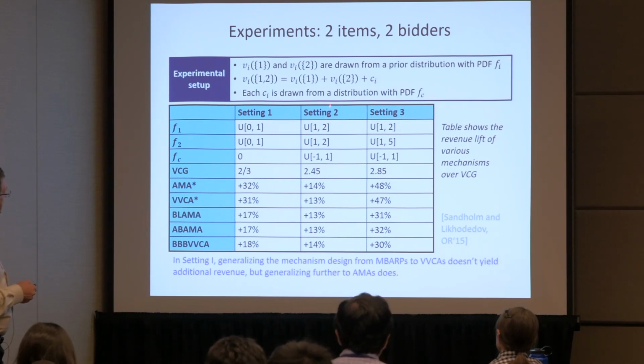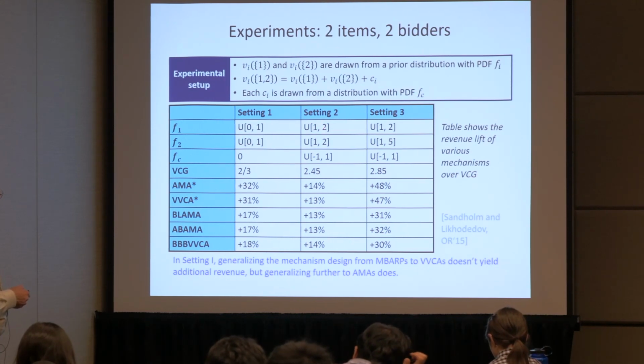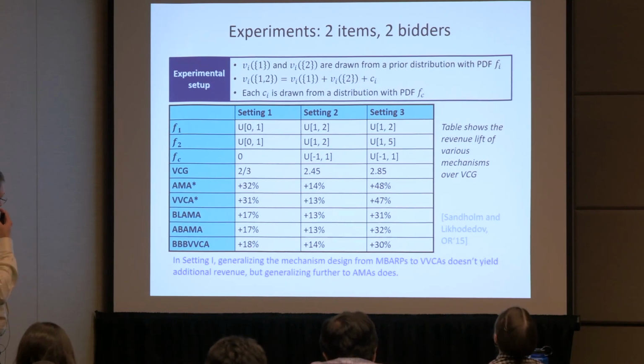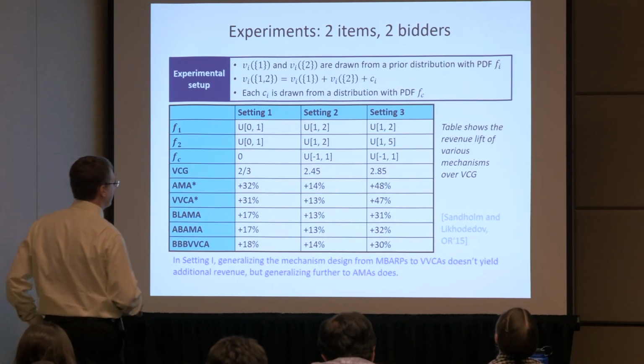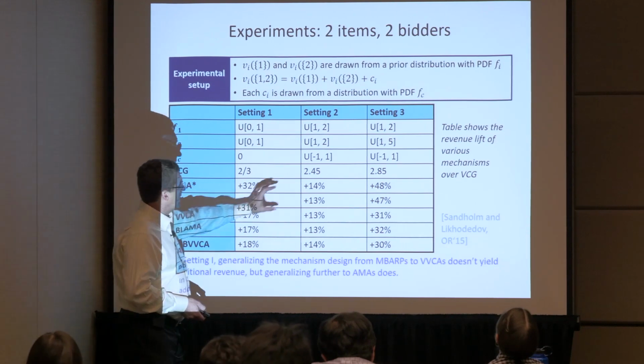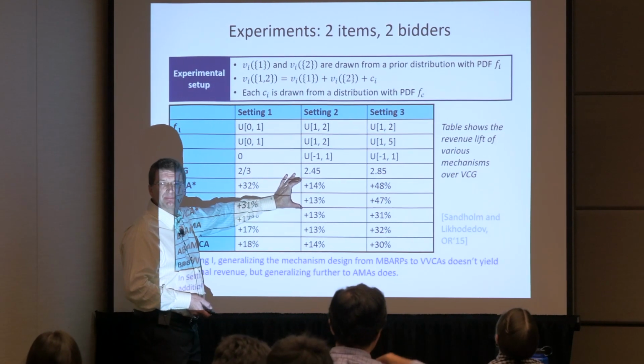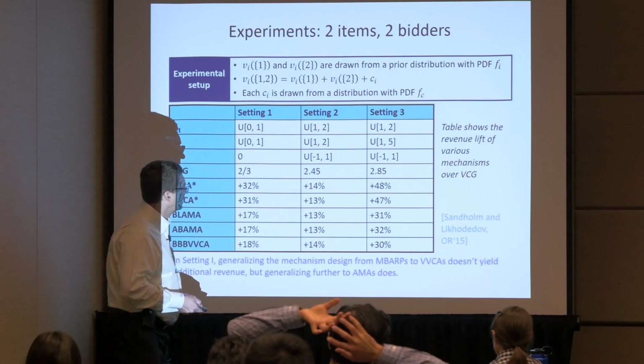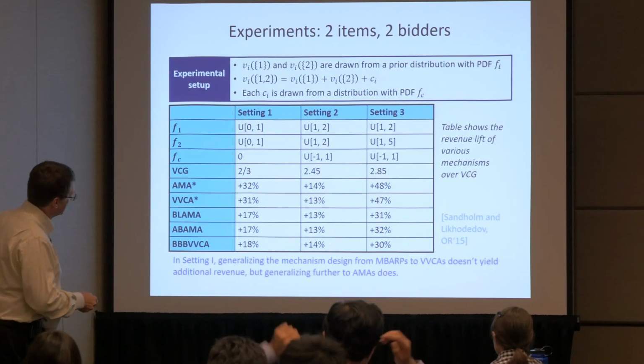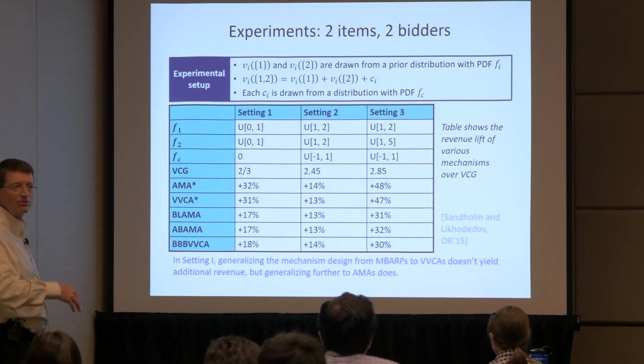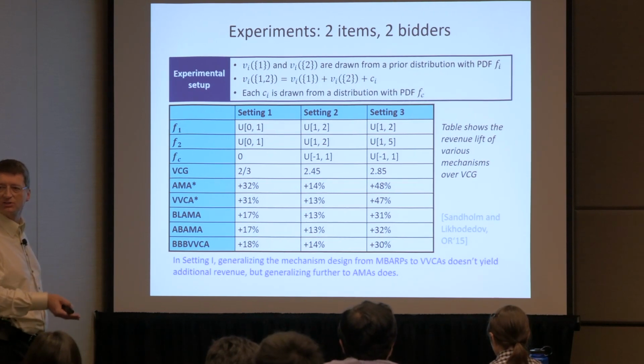In setting 2, we have the valuations drawn between 1 and 2 uniformly for the items, and then we have both complementarity and substitutability, in that this term C is drawn from -1 to 1 uniformly. VCG gives you revenue 2.45 here, but you can get an AMA that's 14% better. And here, the local search algorithms do almost as well, so their local optimum is basically as good as the global optimum.